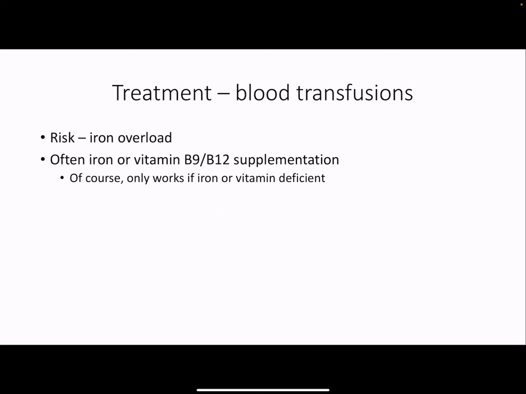So treatments, we'll obviously go through the various types, but probably the main reason for anemia is just an iron deficiency. So you might want to just supplement with iron. Sometimes it might be due to a folate or a cobalamin, B9 or B12 deficiency. So you would supplement with that. Of course, this will only work in those two specific instances. Often you can just do a blood transfusion, but you should just be aware that one of the major risks of a blood transfusion is that you can potentially give somebody an iron overload.